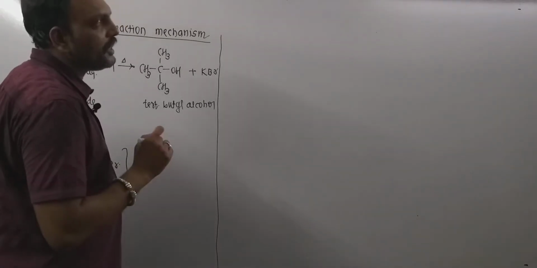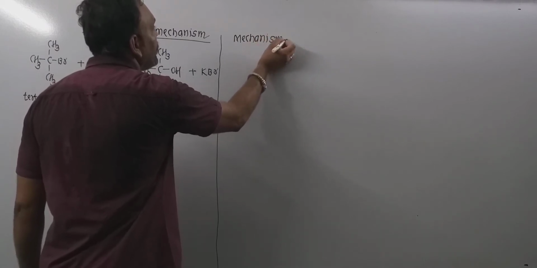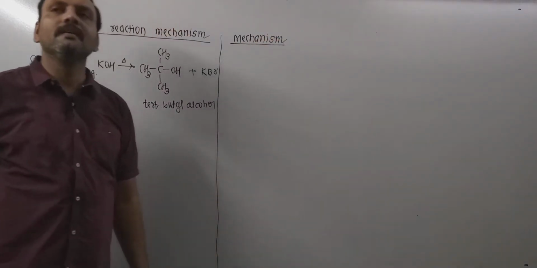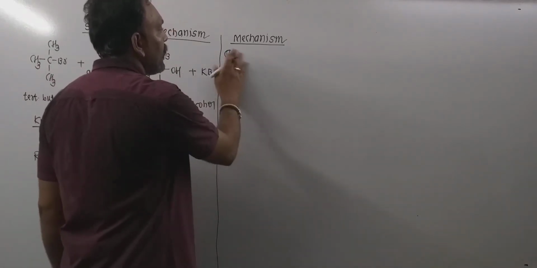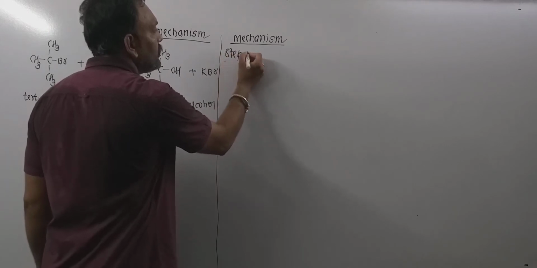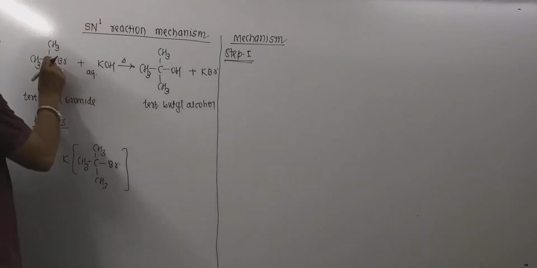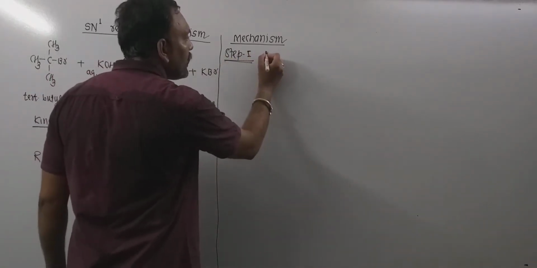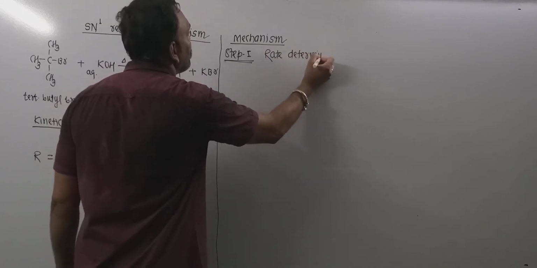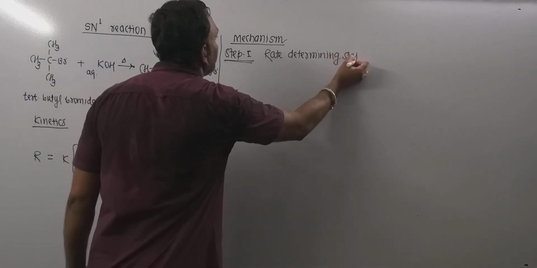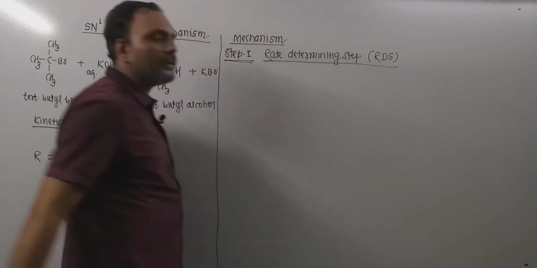Now the crucial thing is the mechanism of reaction. As far as mechanism of this reaction is concerned, it is two-stepped. So the very first step, step number 1, involves the slow separation of bromine from the carbon, and this step is the slower one, and hence it is called the rate determining step. That is, in short, one can say RDS. So what happens in this step?